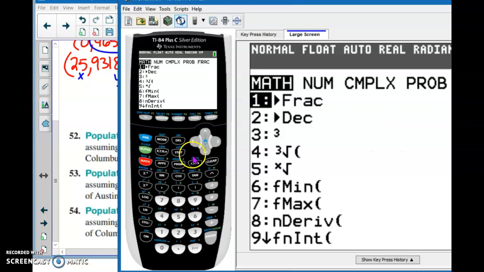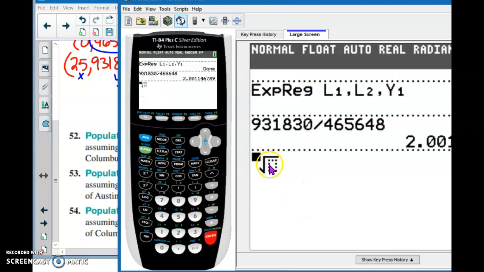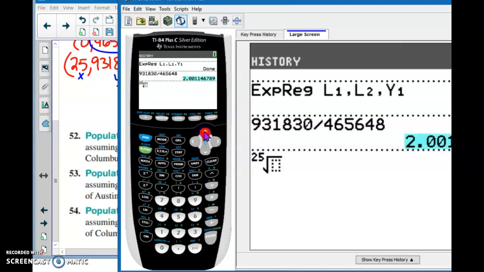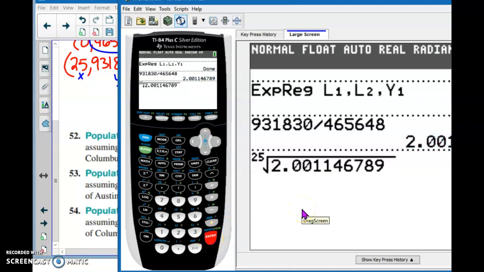So you're going to go into math. And remember we talked about the cubed root? Well, we're going to go down to number 5 to get some other root. Enter. You'll notice that your cursor is in this little spot, so that's where I'm going to put 25, because that's actually the index. That's how we know we're taking the 25th root. Then we're going to use this function in the calculator where I can just go up and grab that answer, see how it's highlighted, and hit enter, and it grabs it in there. You can also hit second negative symbol, and it grabs the answer.